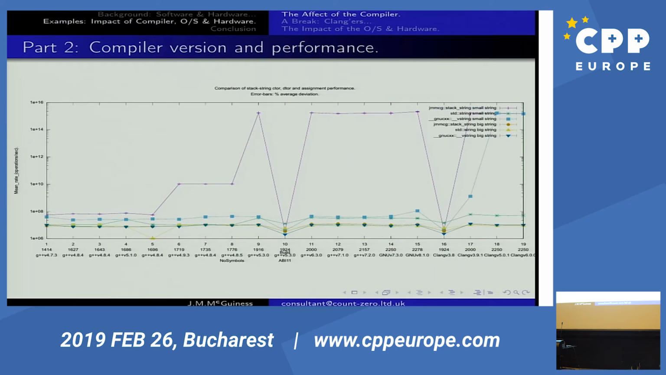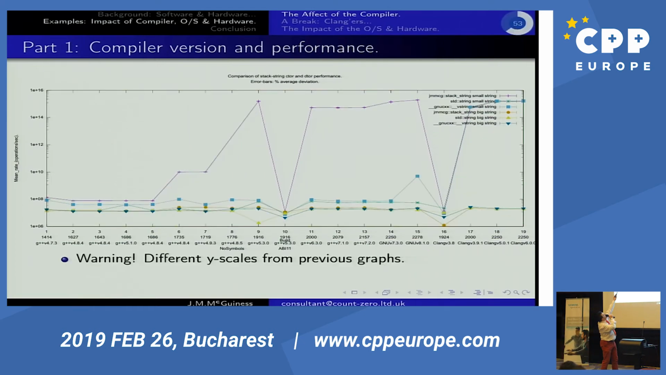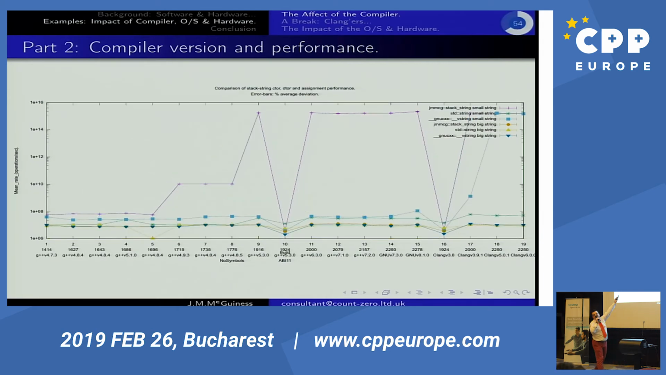This is going to model the stack string constructor-destructor assignment performance. The previous one was constructor and destructor performance. So we're just looking at a different set of test cases, because is the performance affected by the test cases? We can see, again, a similar kind of structure where we see GNU CXX vstring doing very well.